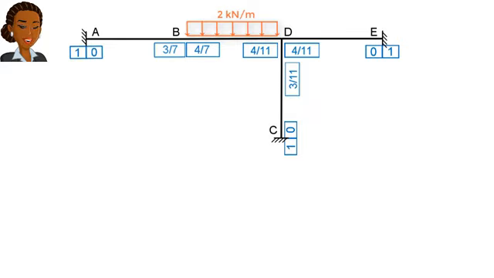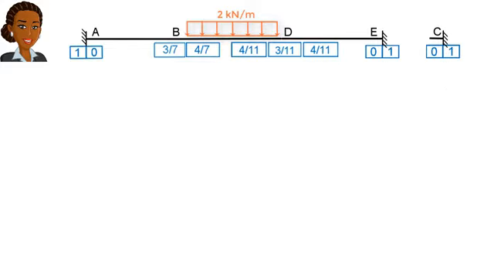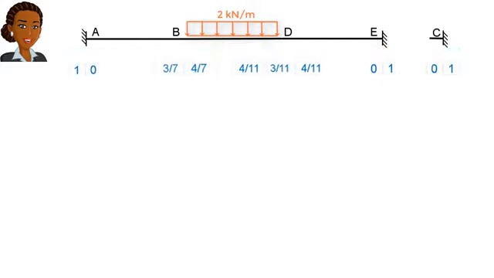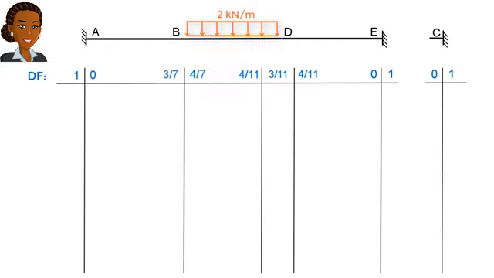However, as you can see, the frame cannot be flattened completely, which means we cannot set up a table with contiguous columns. Since the table needs to have a column for each member end, we need to create a separate pair of columns for joint C, like this. Then, the distribution factors are placed like this. To add clarity to the table, let's label its columns.